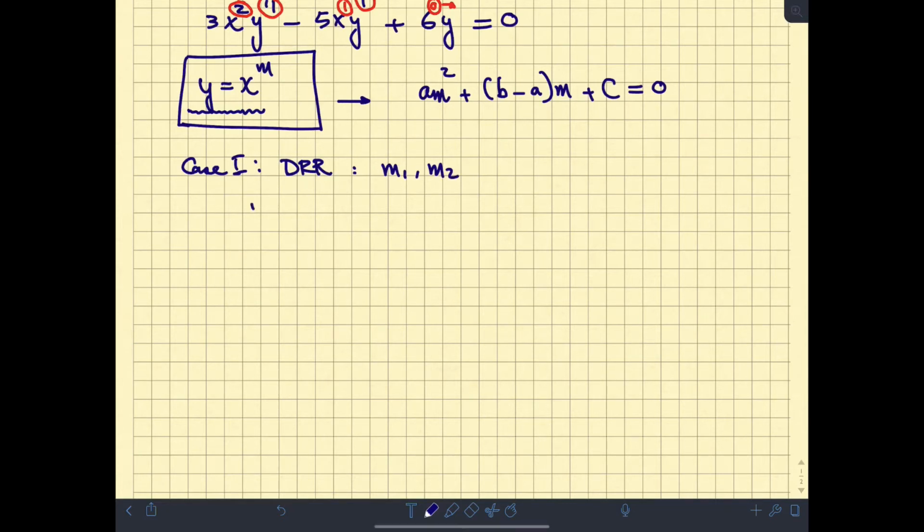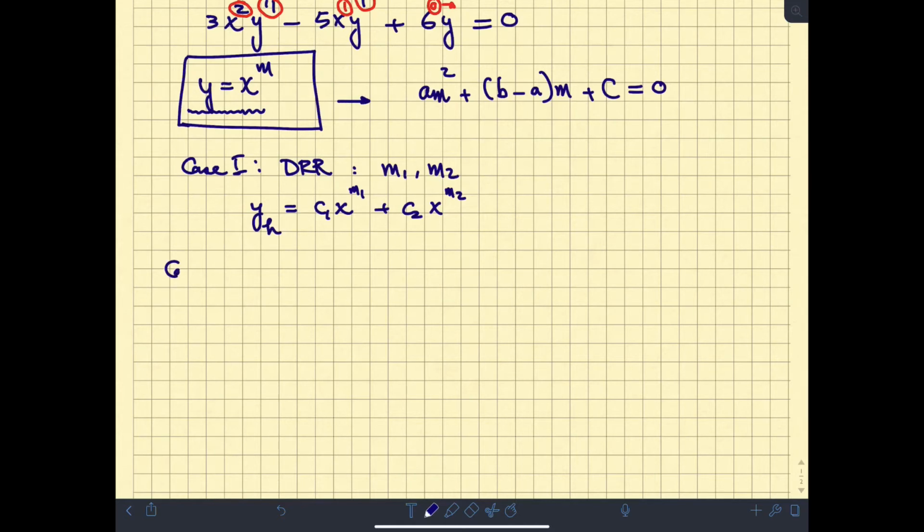Therefore, your homogeneous solution for the Cauchy Euler equation will be C1, instead of e to the power of, which was the solution for the constant coefficient case, here it will just be a polynomial: x to the power of the first root plus C2 x to the power of the second root. If you had a third order, fourth order, fifth order, and more distinct roots, you just continue writing plus C3 x to the m3 plus C4 x to the m4, and so on.